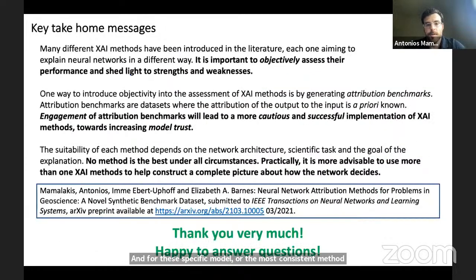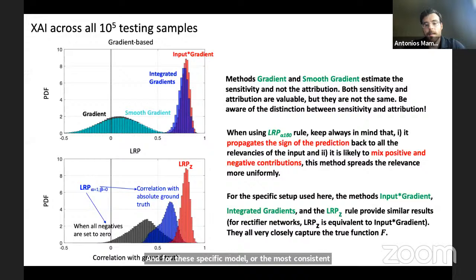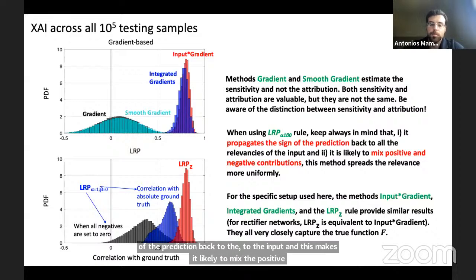And also I want to highlight that, again, the LRP alpha 1 beta 0 propagates the sign of the prediction back to the input, and this makes it likely to mix the positive and negative contributions. So we need to keep that in mind.